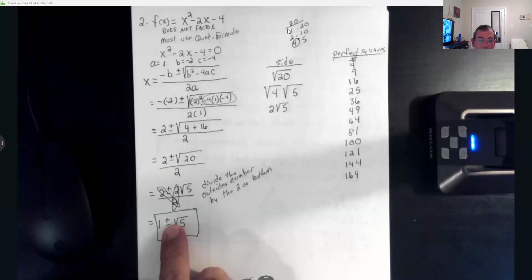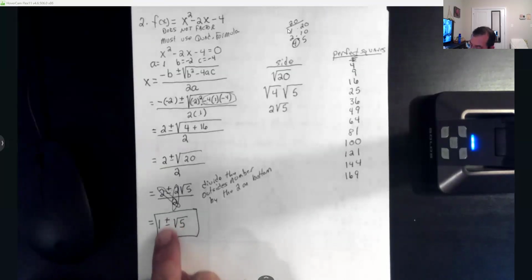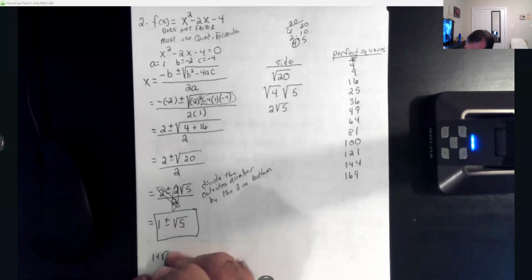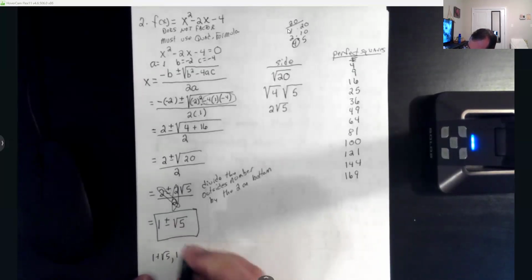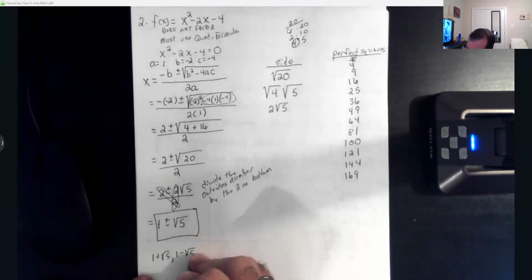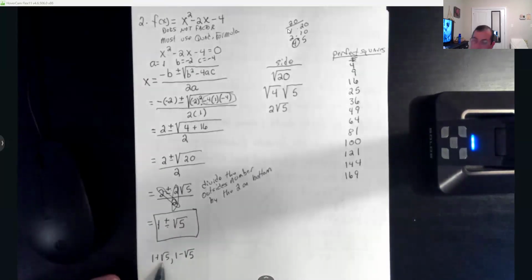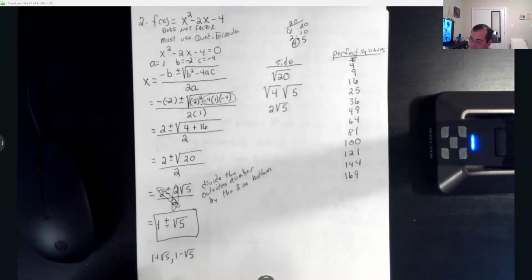MATLAB will let you use the plus or minus. But what this really means is that one answer is 1 plus square root of 5, and the other answer is 1 minus square root of 5. Okay. But instead of having to write them twice, MATLAB will let you use that plus or minus on it.